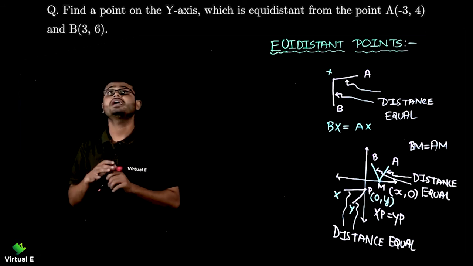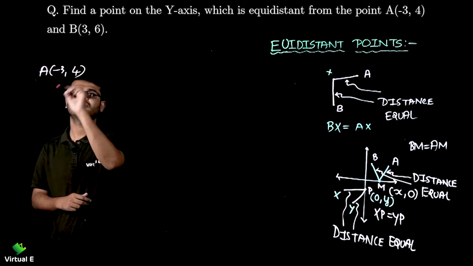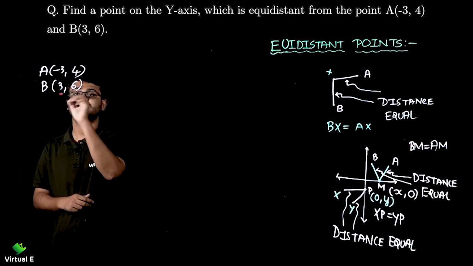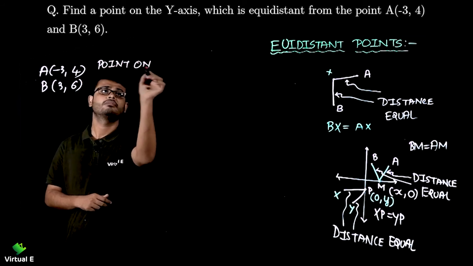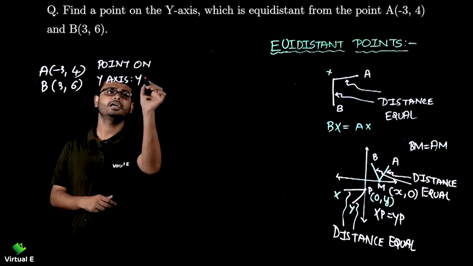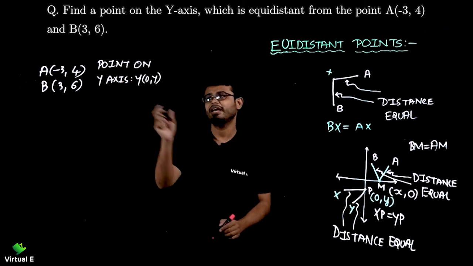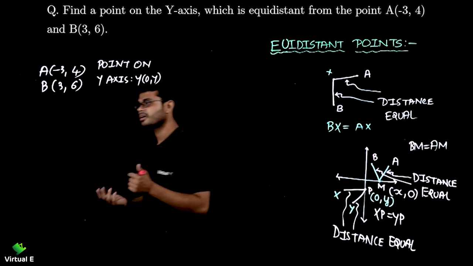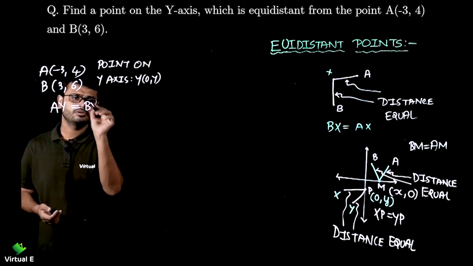Let's start. A is given as (-3, 4), and B is given as (3, 6). And the point on the y-axis, that is Y (0, y). Remember, Y is (0, y). Why have I taken y again? Because it indicates that it is equidistant on the y-axis. So the condition here is what? AY is equal to BY.